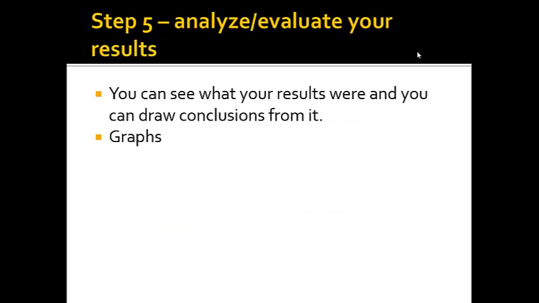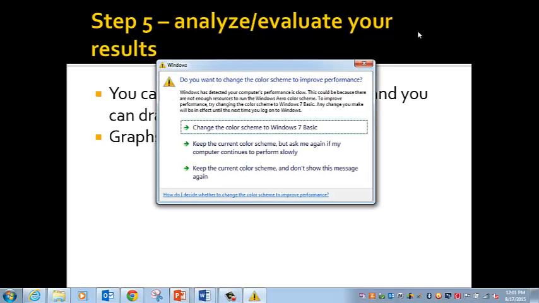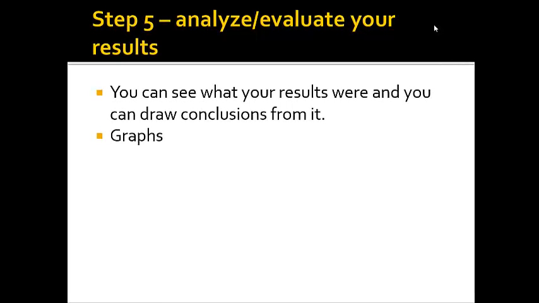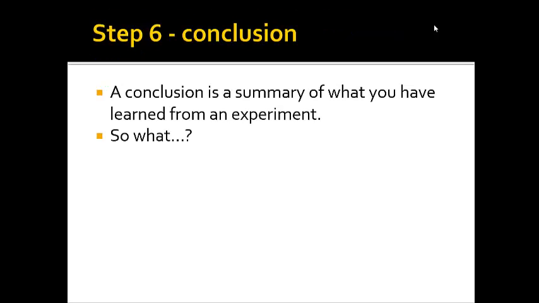Step 5 is to analyze or evaluate your results. You need to be able to draw a conclusion from it. One way that scientists analyze their results is usually by making graphs. We're going to go more in detail about scientific graphs, but it gives you a very visual representation and it easily allows you to find the patterns within your data. Step 6 is a conclusion. So what? It's a summary of what you learned from the experiment.